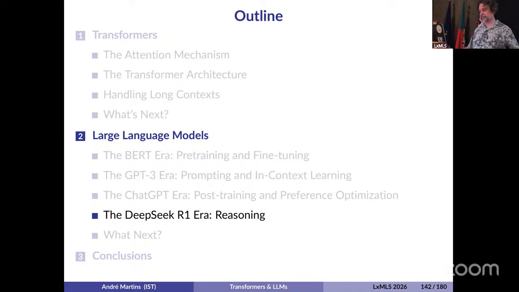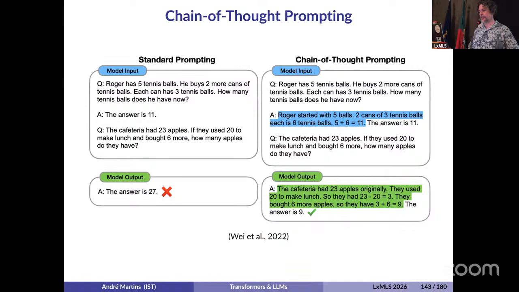All right, so let's enter the DeepSeek R1 era: reasoning. Something that people realized is that if you ask a complex question to a model, for example, this mathematical problem, using the methods that I mentioned so far, in this case a one-shot example, you have a question, you provide the answer directly, and then you ask another question. The model is tempted to come up with an answer, but not doing enough work to achieve that answer. So in this case, it gives you the incorrect answer, 27.